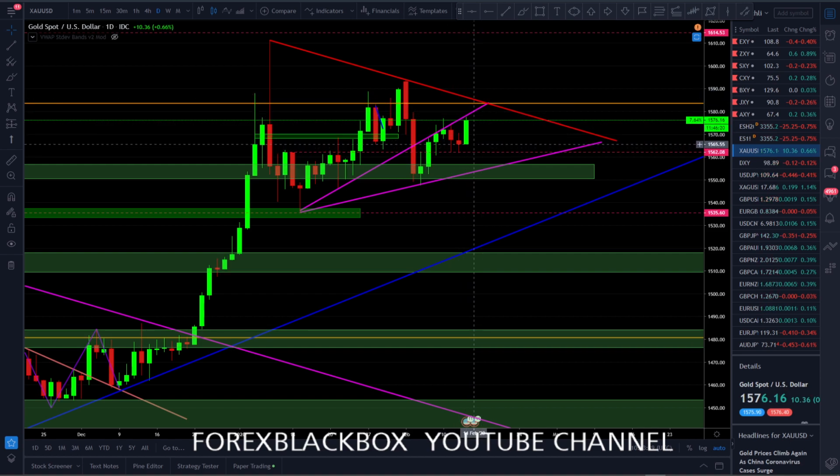Also, you can notice that here there is a trend line. Let me change the color if it's not too hard for you to see. Change it to white, it will be better. Sorry. So one, two, three, four, five closes below it. We dropped and we touched it today.